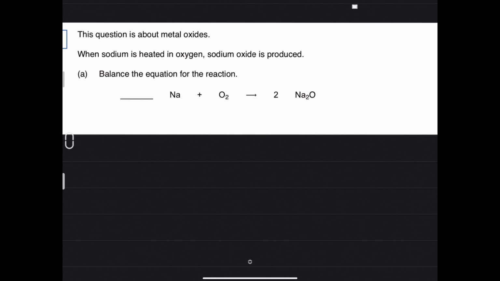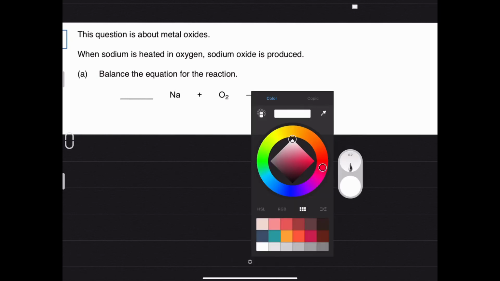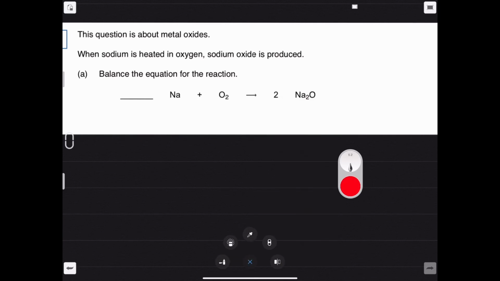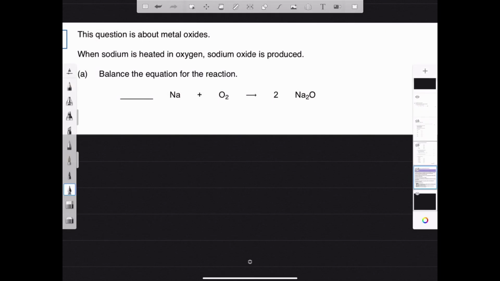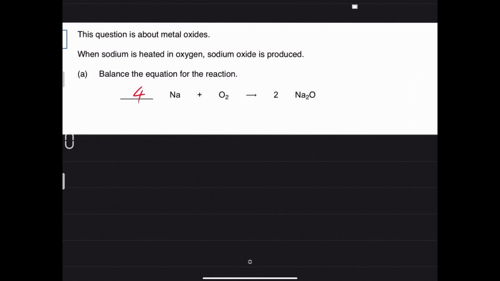Okay, so a quick question here. This is a past paper question. When sodium is heated in oxygen, sodium oxide is produced. Balance the equation for this reaction. Pause the video here and quickly balance this equation. It's only 1 mark. You should have 4 here.